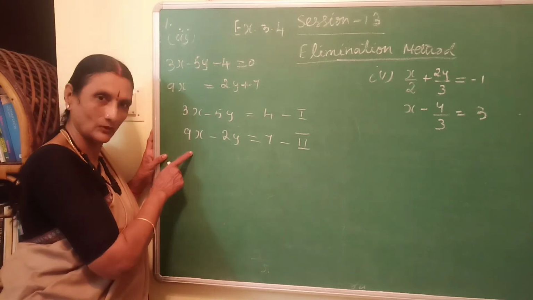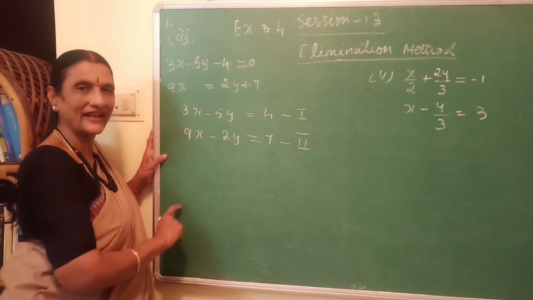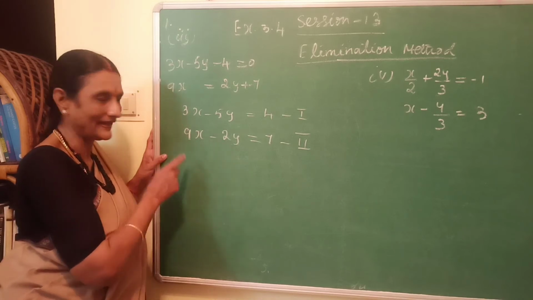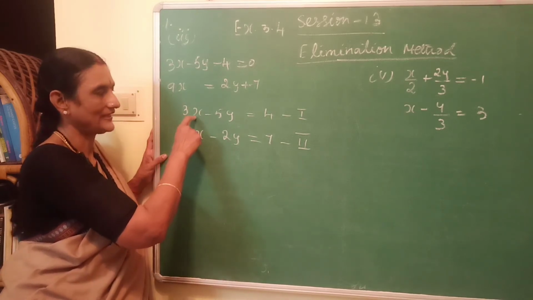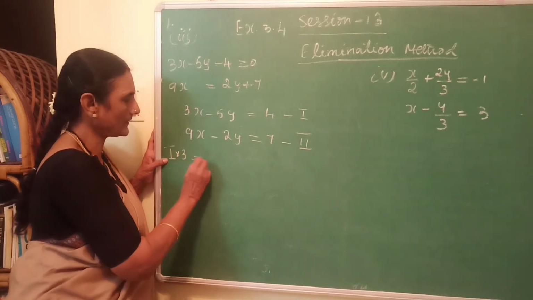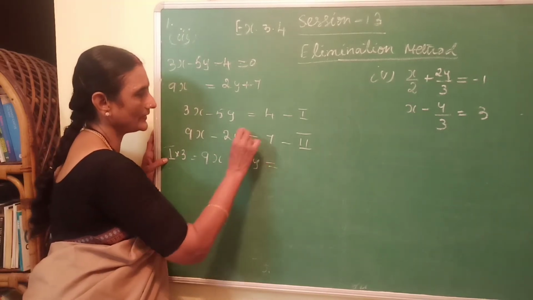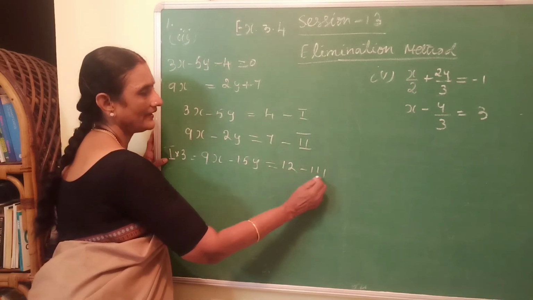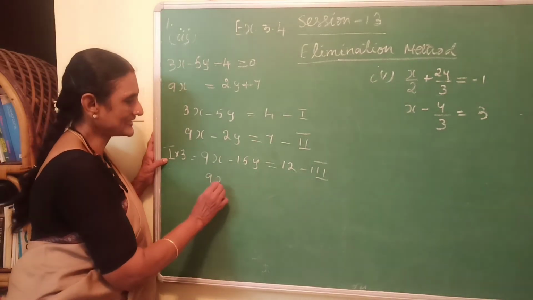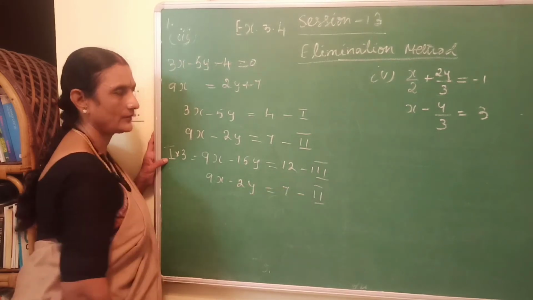Now I am going to remove variable x. Okay. So the LCM of 9 and 3 is what? 9. So first equation, if I multiply by 3, I will get 9x for the x term. Is it clear? So let me try that. 1 into 3 gives you 9x minus 15y is equal to 4 threes are 12. I will name it as equation 3. Is that understood? Now 9x minus 2y is equal to 7. I will write it as equation 2 only.